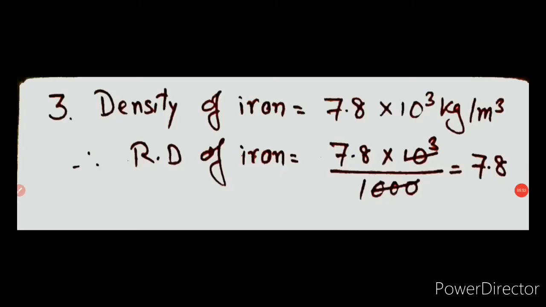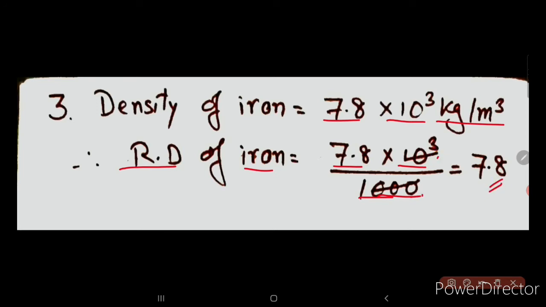Coming to the solution of number 3, the density of iron, which is in the SI unit, is 7.8 into 10 to the power 3 kilogram per meter cube. So the relative density of iron will be 7.8 multiplied by 10 to the power 3 upon 1000. This is how you convert the kilogram per meter cube into relative density, right? So this 1000 and this 1000 get cancelled here, and hence my answer will be 7.8.